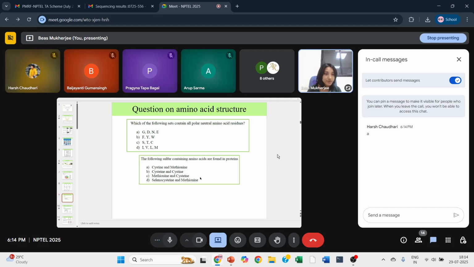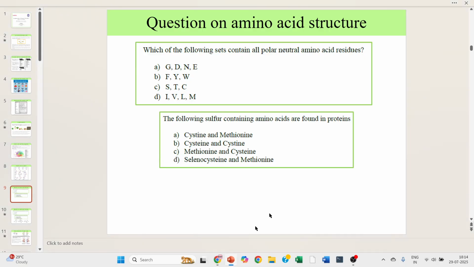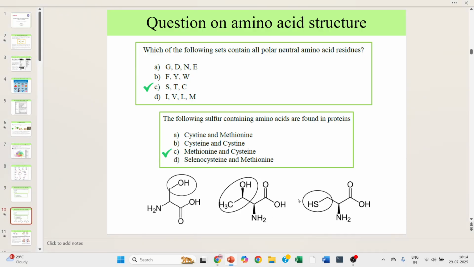Cysteine and methionine. Okay, A. This is for question number which one? 1 or 2? 1A. Okay. Polar neutral amino acids. And for the second one is 2A. Okay. Let's see.